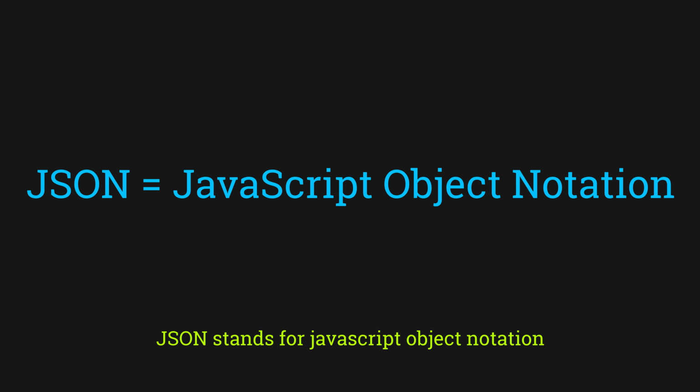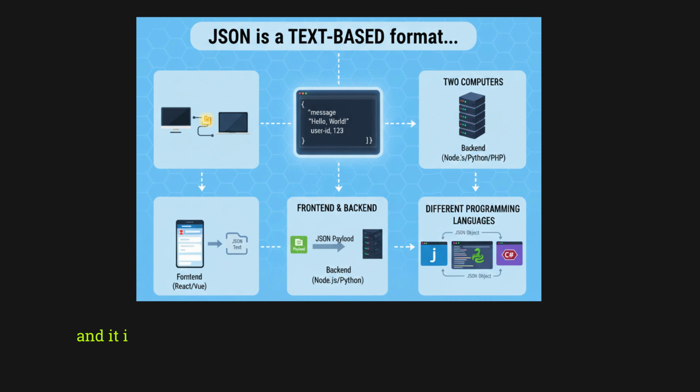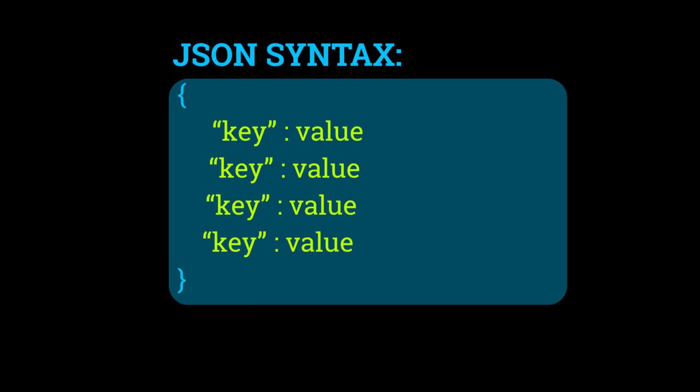Today, we are going to learn about JSON. JSON stands for JavaScript Object Notation. JSON is simply a text format that we use to store data and exchange data. It's a text-based format, and it is used to send data between two computers, between front-end and back-end, or even between different programming languages.